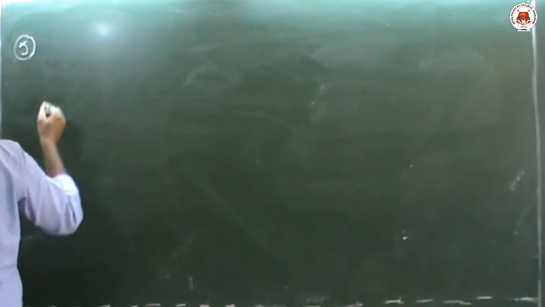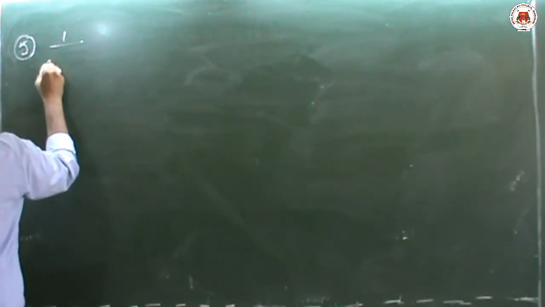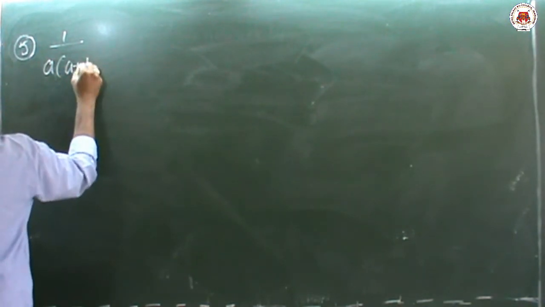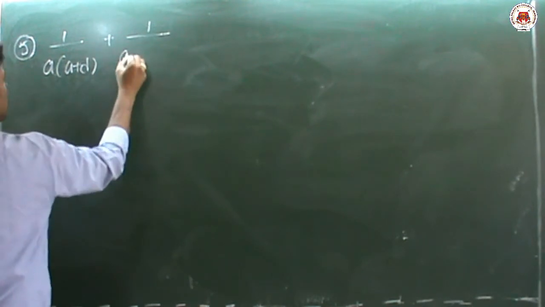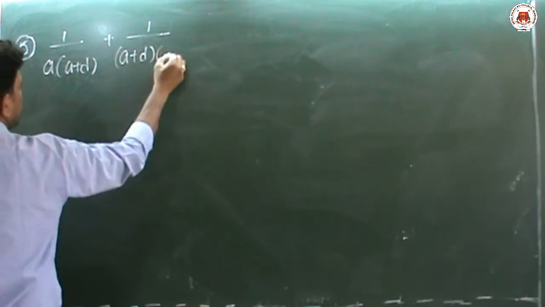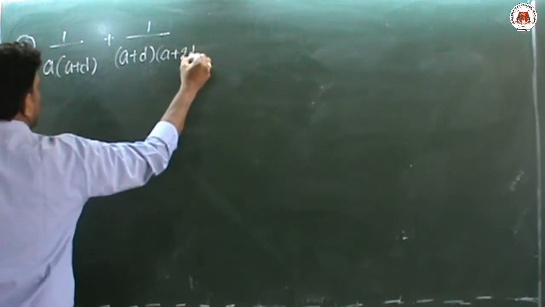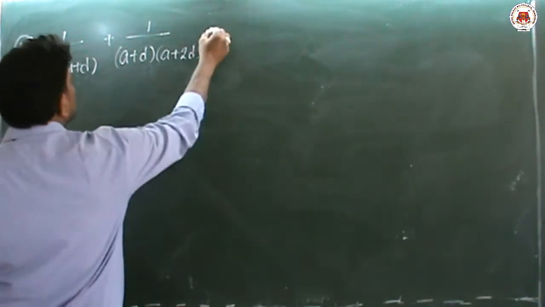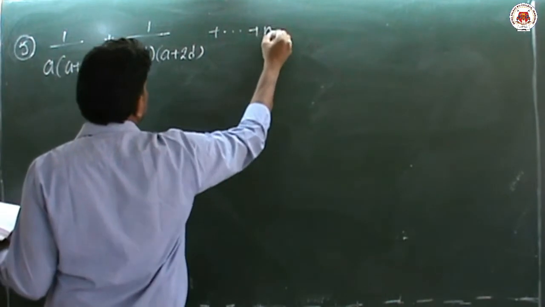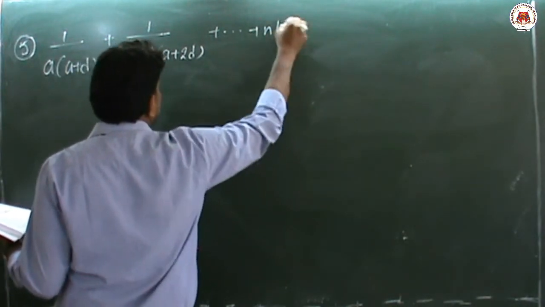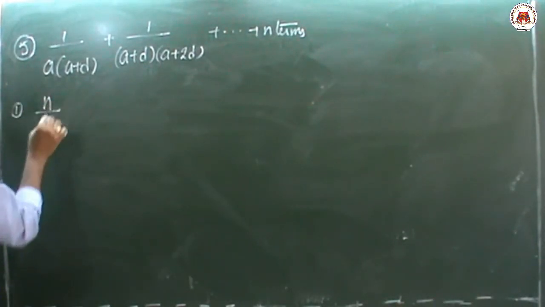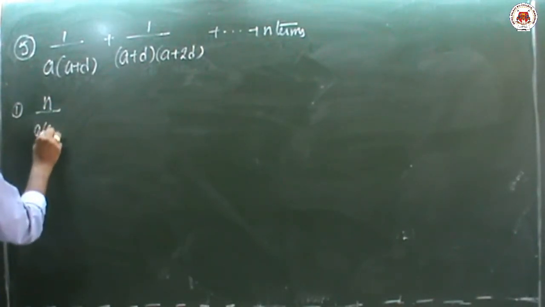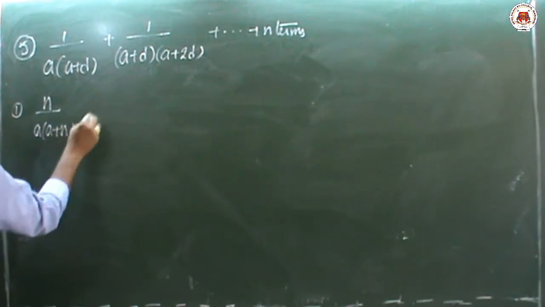Next one is: 1 by a into a plus d, plus 1 by a plus d into a plus 2d, plus 1 by a plus 2d into a plus 3d, and so on up to n terms. This is the question. The options are: the first option is n by a into a plus nd.